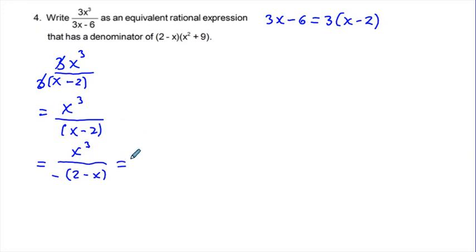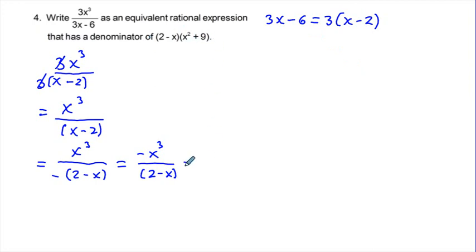So I'm going to just work to the right here to preserve room. I'm going to go ahead and take this negative sign and move it up to the numerator, since we don't want to have a negative sign in this denominator. So in fact I have an arrow here. I'm just going to write this as negative x cubed over 2 minus x.